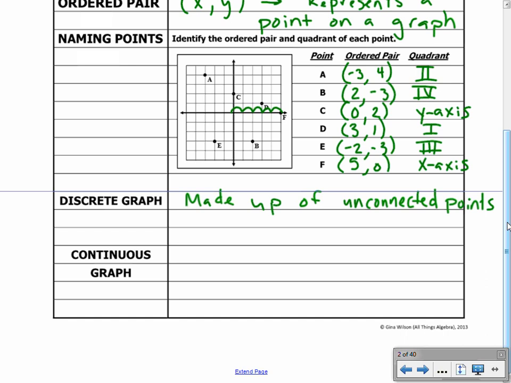A continuous graph is a graph where the points are connected by a line or a curve.